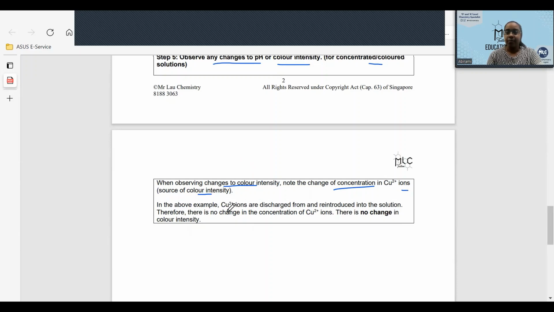So in the above example, Cu2+ ions are discharged from and reintroduced into the solution. Therefore, there is no change in the concentration of Cu2+ ions. And therefore, there is no change in the color intensity.